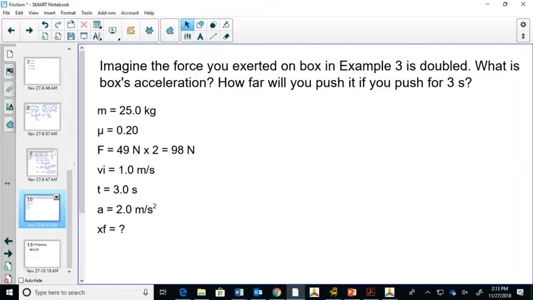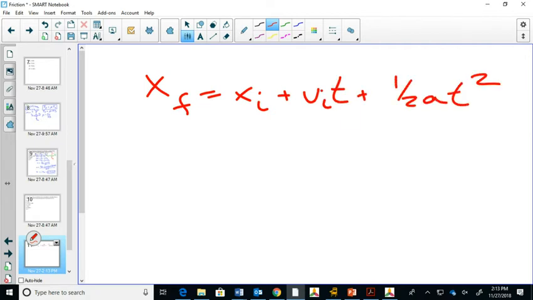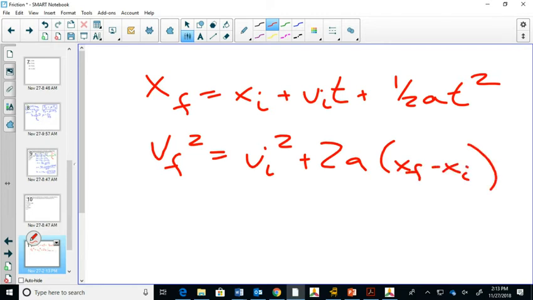I probably should write these down here since you listening at home can't see these. xf is xi plus vit plus 1/2 at squared. Or I have vf squared equals vi squared plus 2a(xf minus xi). Or the simplest equation that acceleration is vf minus vi all over t. But you all got those memorized, right? You know those. We've used these over and over again in the time we've been here. So my question to you is back to here.